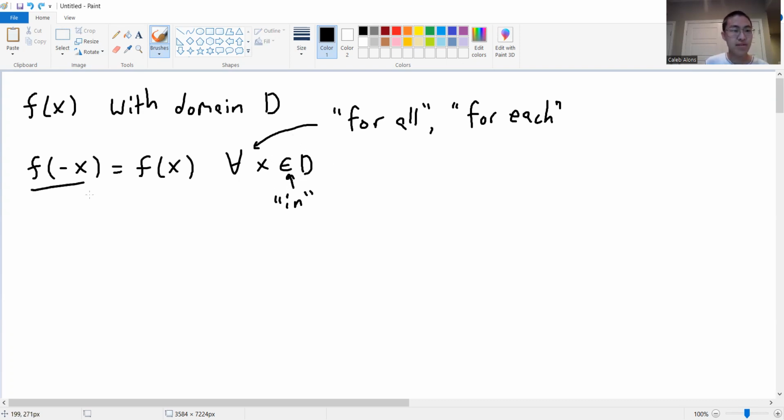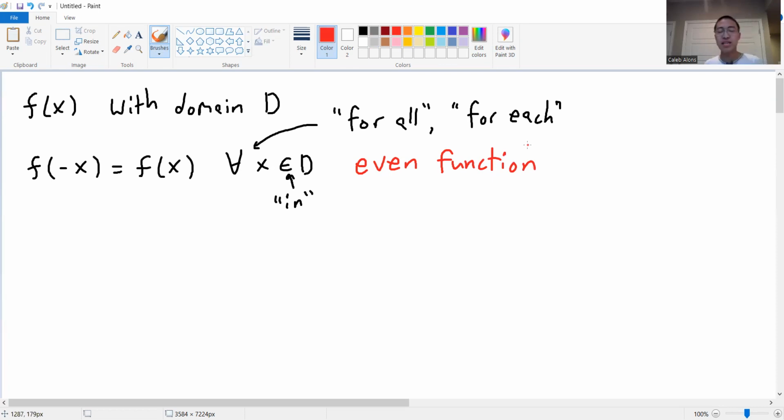So we want this statement to be true. It can't be true just for a few particular instances. It can't be that it works for just a few of the values of x. It needs to be true for every single value of x. And this is what we mean by an even function. Actually, I'll do this in a different color so I keep it separate from everything else. And this will be our even function.